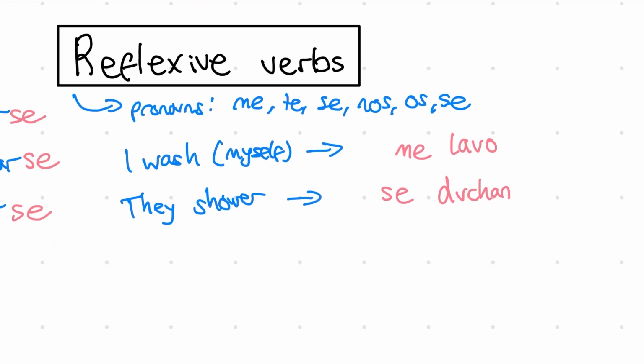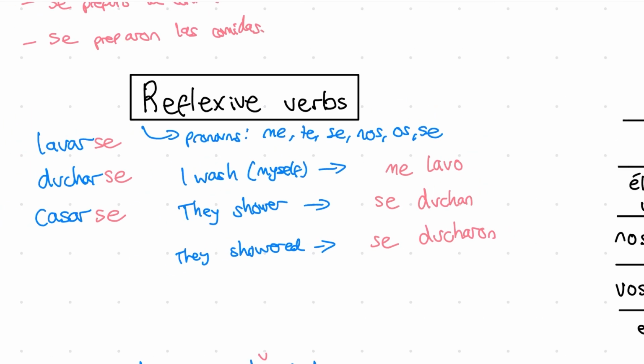Okay, another sentence now. Let's do it in the preterite tense. So they showered. In the past, they showered. So very similarly, we're still going to have that se, so I can put it in there for now. And then ducharon, in that preterite tense, for AR verbs is the ending aron. So they showered, se ducharon.